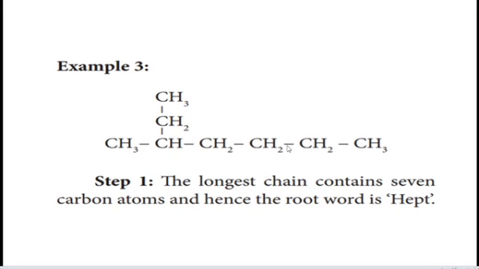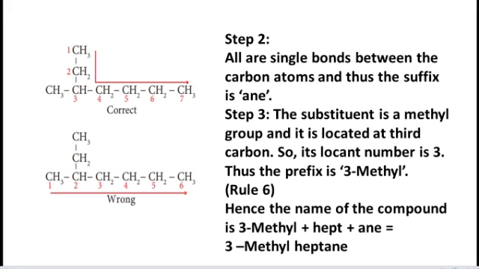Only in the other direction does the chain have just 6 carbon atoms, so we have to count the 7 carbon atom chain. The longest chain contains 7 carbon atoms and hence the root word is hept. Meth, eth, prop, but, pent, hex and hept. 1, 2, 3, 4, 5, 6, 7, totally 7 carbon atoms.